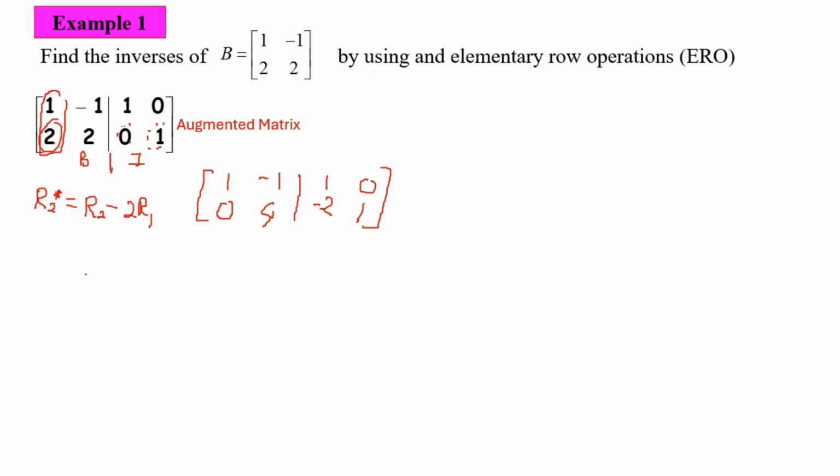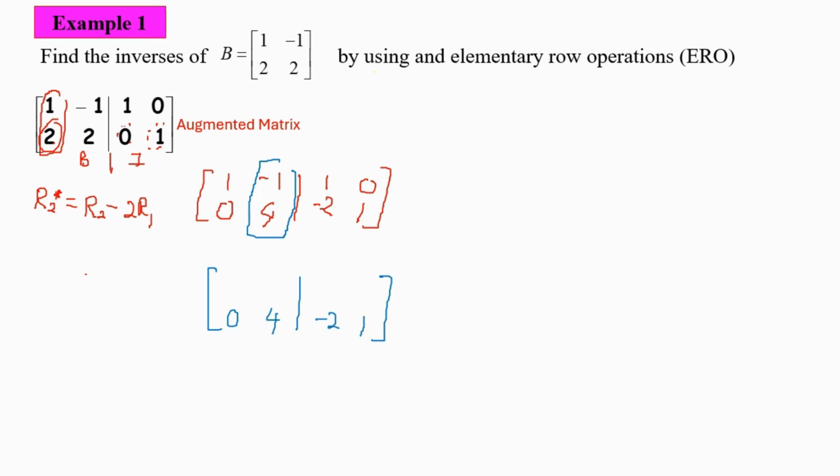Now we proceed to the second column. In the second column, I'm going to look at here. In my second column, I'm going to lock my row 2. So I just simply copy down my row 2 without any changes. So I copy 0, 4, minus 2, and 1.